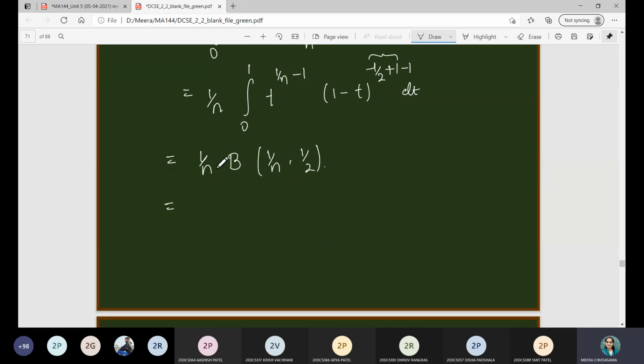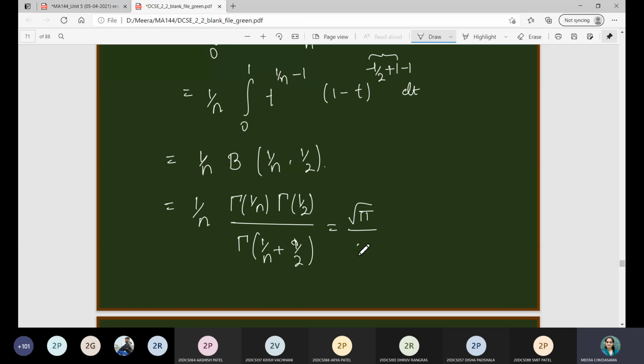So we will now apply the gamma function relation of the beta function. So it is gamma 1 upon n, gamma 1 by 2, upon gamma of the addition of these two, so 1 upon n plus 1 upon 2. If we choose specific values of n, then we can have the answer. But now gamma 1 by 2 is square root of pi, so that we will consider. Upon n is already there, so gamma 1 upon n upon gamma 1 upon n plus 1 by 2.